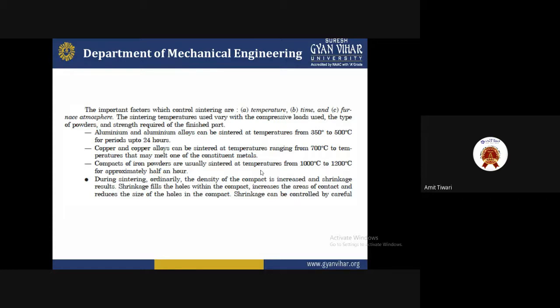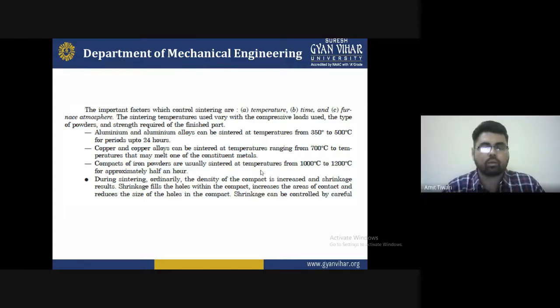Aluminum alloys can be sintered at a temperature from 350 to 600 degrees Celsius for a period of 24 hours, which is a standard time we have to maintain. Copper can be sintered at a temperature range from 700 degrees up to the melting point of the constituent metal.